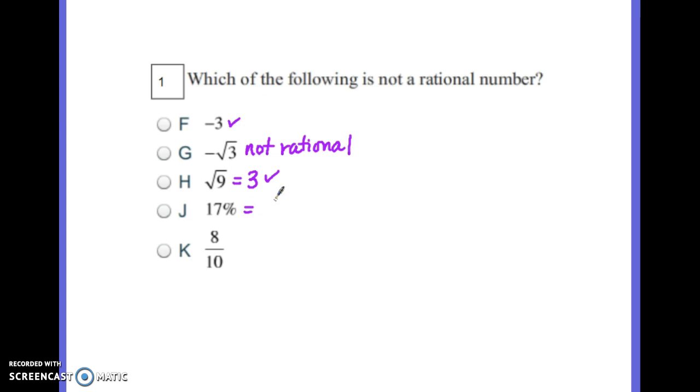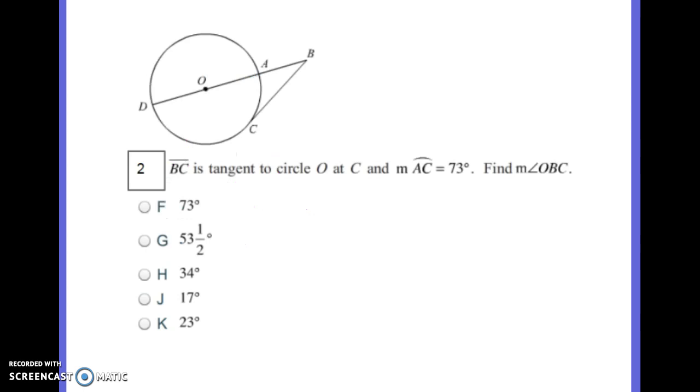17%, if you take the meaning of the word percent, you can write that as 17 out of 100, or 17 over 100. Since that can be written as a fraction, that is a rational number. 8/10 is rational. So G is the correct answer. The square root of 3 is not a rational number.